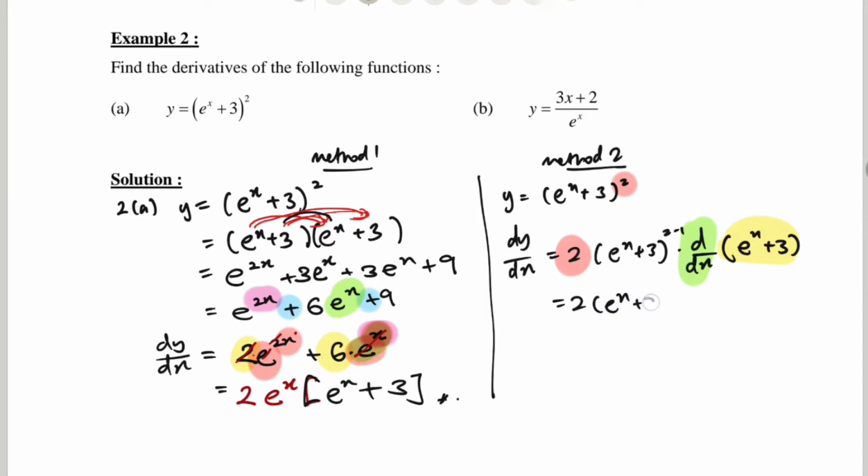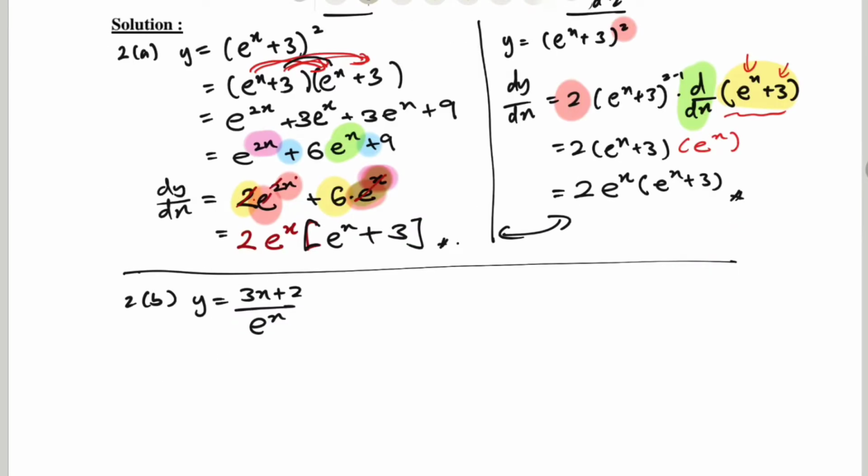So, copy everything in front and then differentiate whatever is in the parentheses, e to the power of x plus 3. Remember, when you differentiate a constant, you get 0. And when you differentiate e to the power of x, it's just e to the power of x. After that, just rearrange this. Write e to the power of x in front and the rest behind. See, you got exactly the same answer as the first method. As you can see, method 2 is faster and also easier.